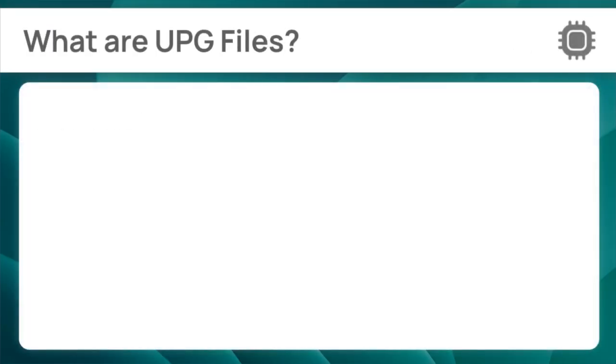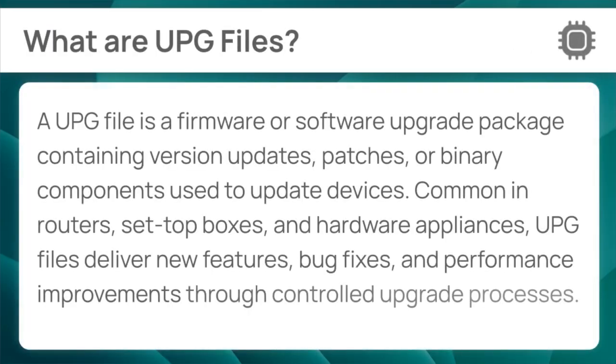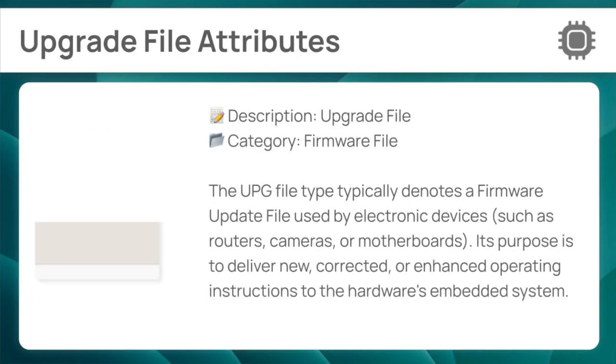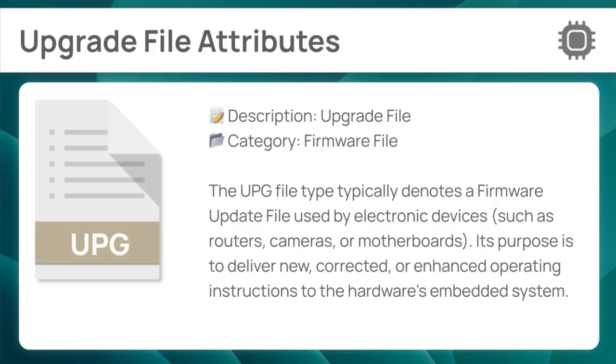The UPG format adheres to the base protocol used by all firmware files. It uses the upgrade file format to store its contents. The UPG file type typically denotes a firmware update file used by electronic devices, such as routers, cameras, or motherboards. Its purpose is to deliver new, corrected, or enhanced operating instructions to the hardware's embedded system.